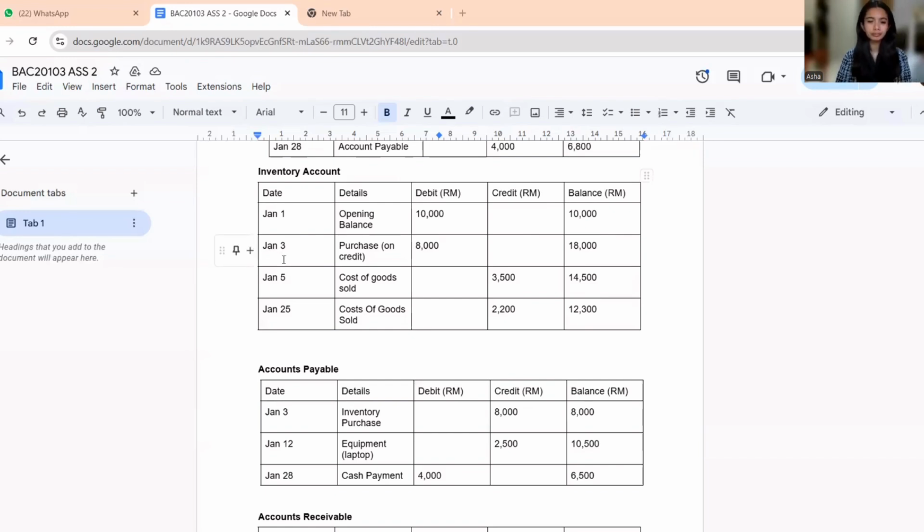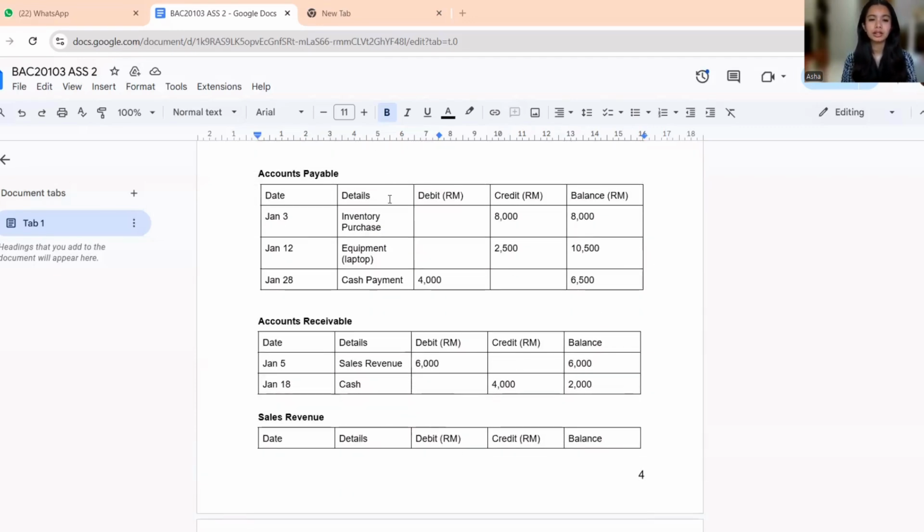On January 3rd, purchase on credit. So we put 8,000 on the debit side, and the balance is 18,000. January 5th, cost of goods sold, 3,500 on the credit side, and the balance is 14,500. And then next we go to January 25th, cost of goods sold. On the credit side, 2,200, and balance left is 12,300.